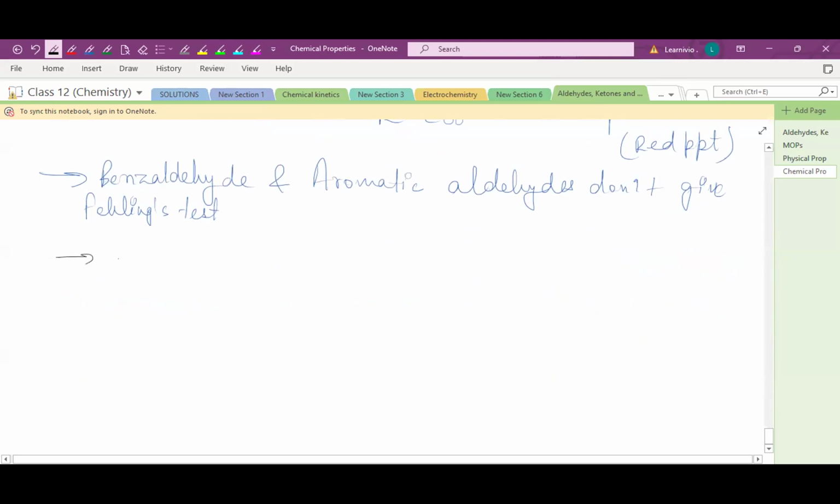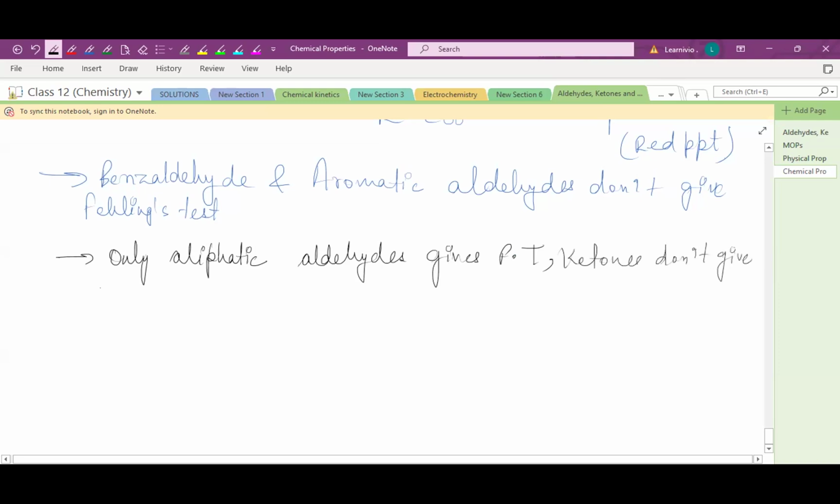Next, only aliphatic aldehydes give Fehling test. Ketones don't give the Fehling test and Tollens test, so just remember that. Again, you can use this test to distinguish between aldehyde and ketone also, if the aldehyde is aliphatic. So you can distinguish between aliphatic aldehydes and ketones by using this test.